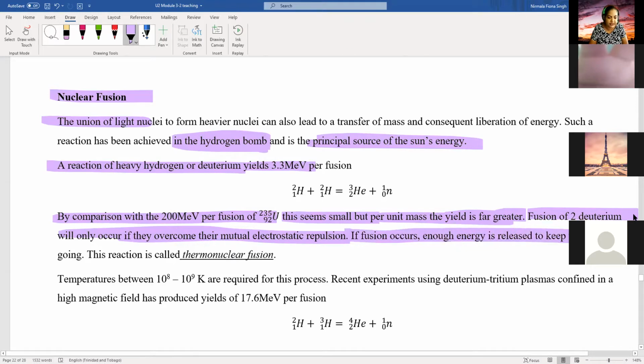So if fusion occurs, enough energy is released to keep the reaction going. This reaction is called thermonuclear fusion. Why do we call it thermonuclear fusion? Of course, heat is generated, and once you have your first fusion reaction happening, it creates enough energy to fuel the other fusion reactions. So this is what they need.